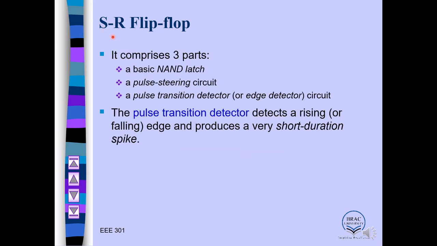Our SR flip-flop consists of three parts. These are one basic NAND latch, another one is a pulse steering circuit, and the last one is the pulse transition detector or edge detector circuit. The pulse transition detector detects a rising or falling edge.